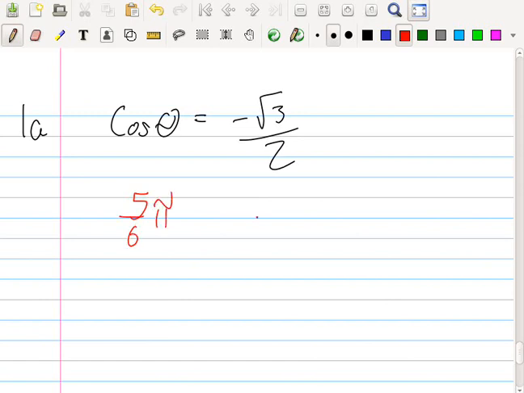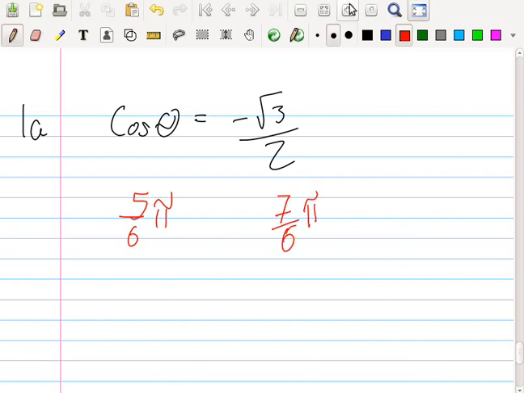But how do you get your second answer for cosine? Come on, how do you get your second answer for cosine? Yeah, 2 pi minus the first answer makes the second answer for cosine. So you have 5 pi over 6 or 7 pi over 6.